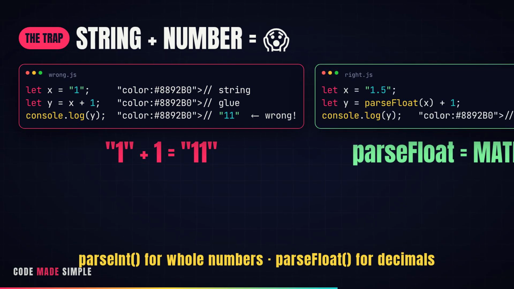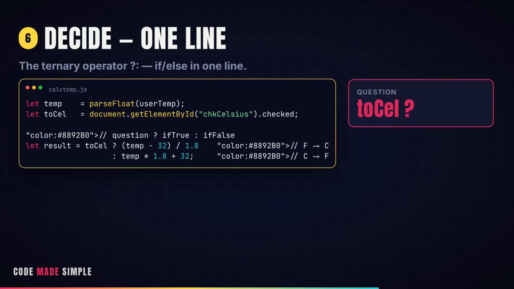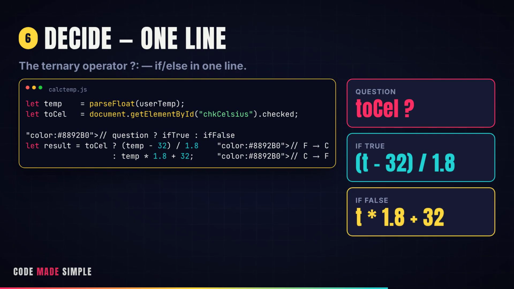Now the logic. Celsius or Fahrenheit. 2 formulas, 1 line. The ternary operator. Question mark. If true, colon, if false. If the box is checked, subtract 32 and divide by 1.8. Otherwise, multiply by 1.8 and add 32. 1 line replaces a whole if-else block.